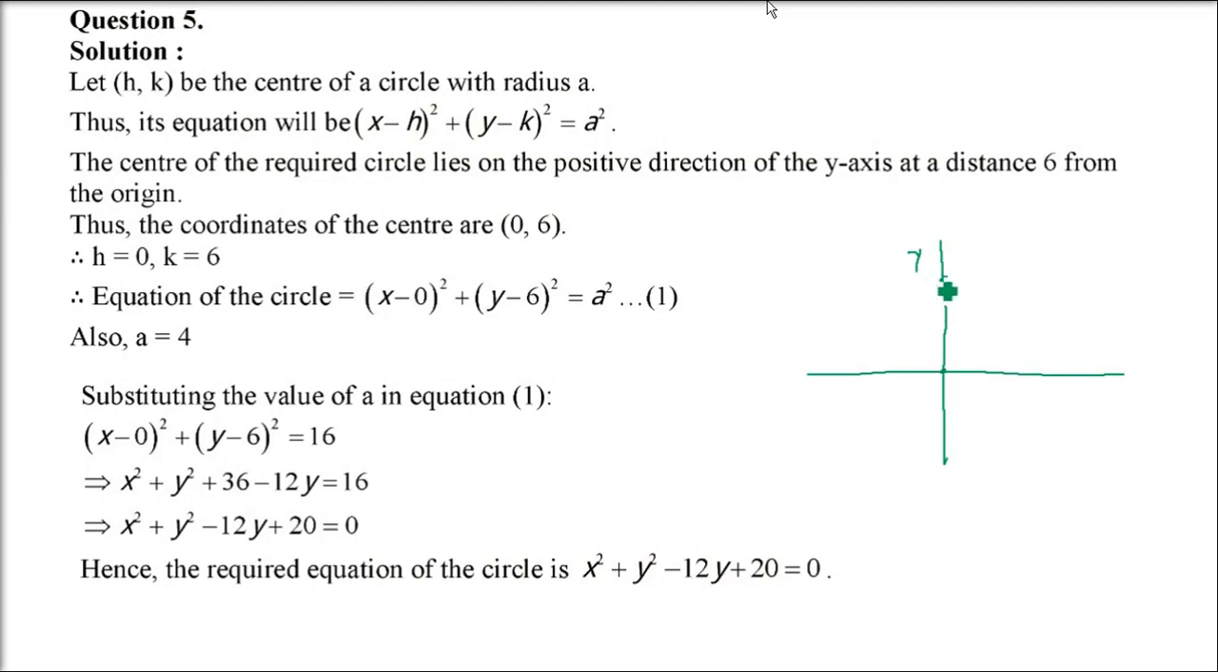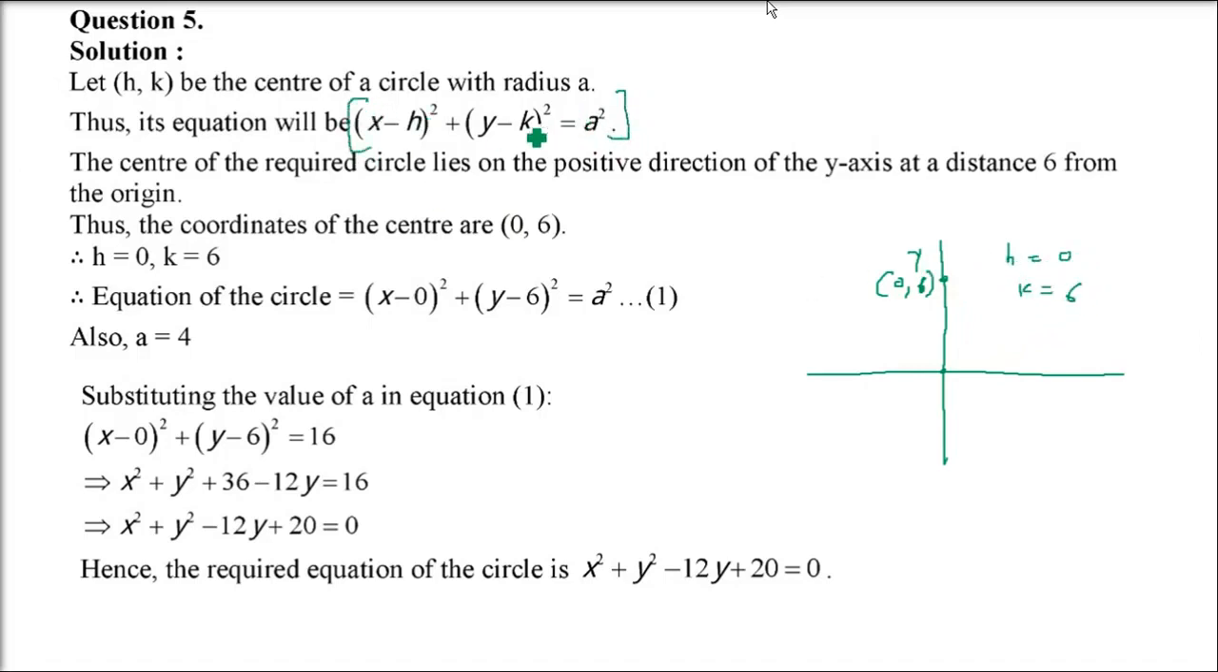So what is this point? This point is always on the y-axis, x is 0. So you have 0, 6. So this is 0, 6. First thing is this. Center is here. One more thing is that the radius is also given. So h is known as 0, k is 6 on the y-axis.